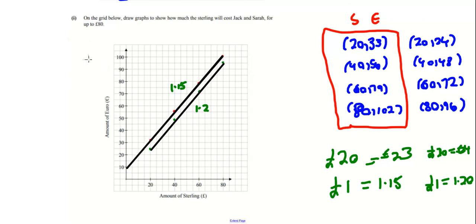So our formula is actually different. We're going to have to find the equation of the line here, where y is the amount in euro and x is the amount in sterling. Is that okay? So y is the amount of euro, x is the amount of sterling. So let's find out what's going on here. Okay, so there is an issue.